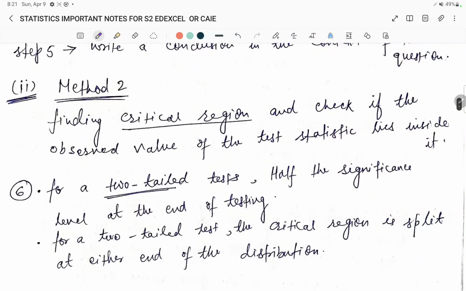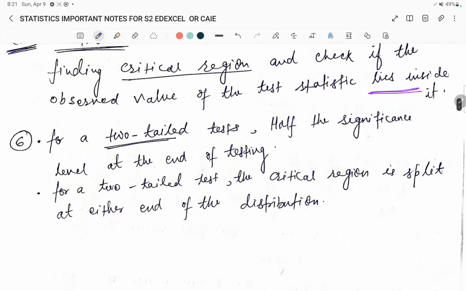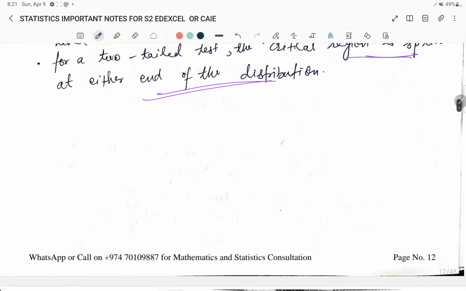The second method is finding the critical region and checking if the observed value of the test statistic lies in it. If it lies in that, then we have to reject. If it does not, then there is no sufficient evidence to reject. For a two-tailed test, use half the significance level at each end. For a two-tailed test, the critical region is also split at either end of the distribution. Okay, so this is the whole topic.